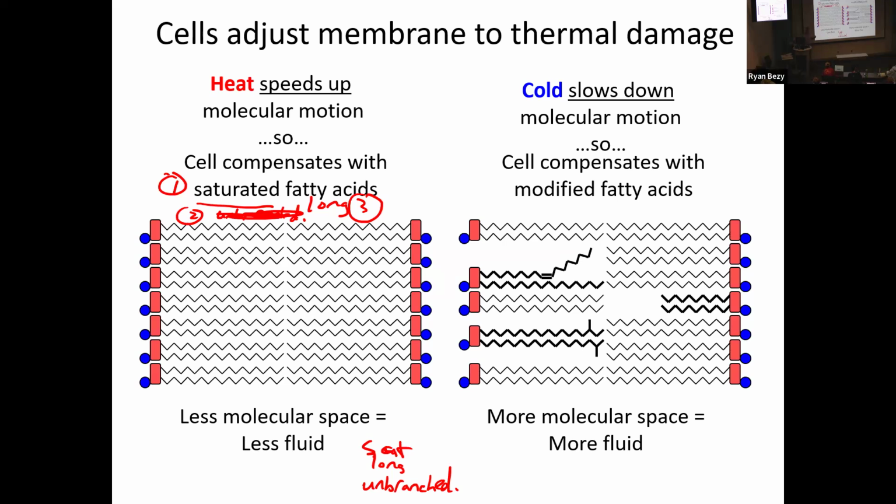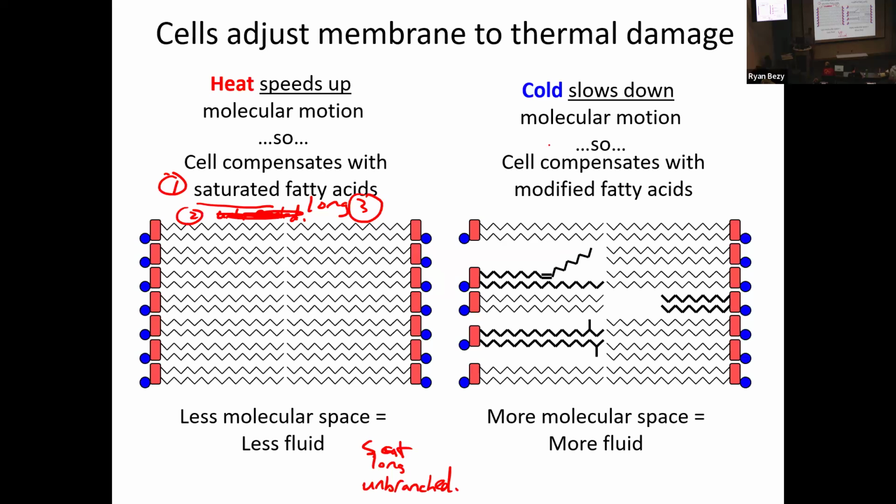Cold does the opposite. With cold, it slows down molecular motion. So as you have cold temps, that's a lack of kinetic energy, so things stop moving around until they freeze in place. How do we keep things from freezing in place? We make it easier for them to move around.